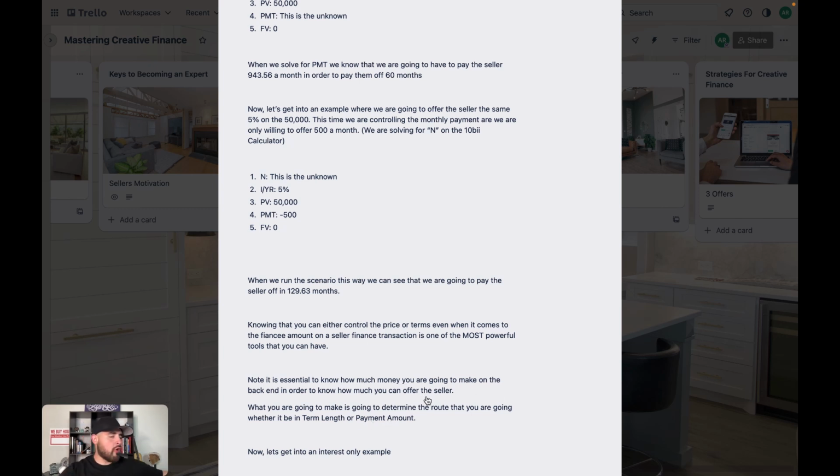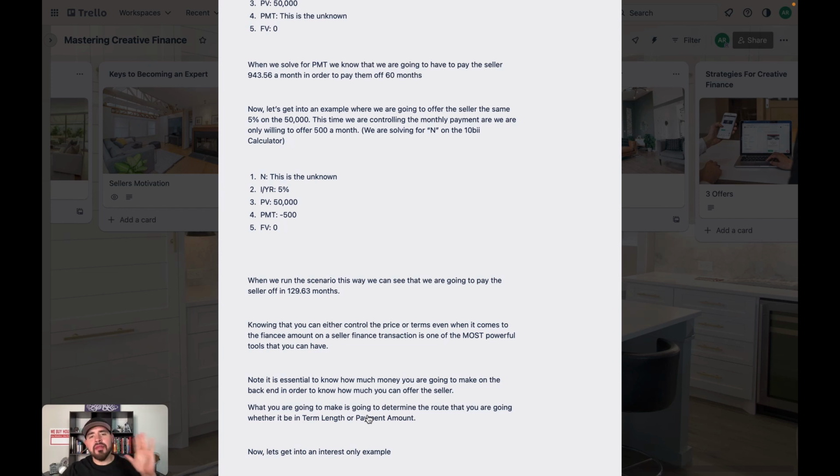If you don't know how much you're going to make on the back end, please don't be offering these terms, because you want to make sure that you're cash flow positive or cash positive when you're doing these deals. What you're going to make on the back end is going to determine the route that you're going, whether it be the term length or the payment amount that you're going to control. So always control either price or terms in any situation.